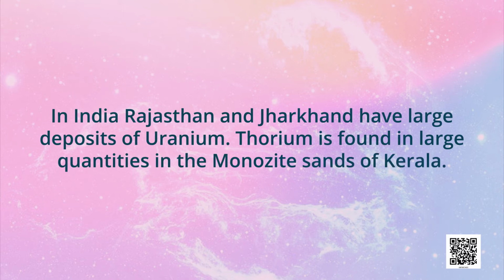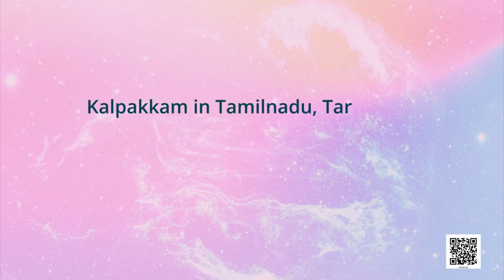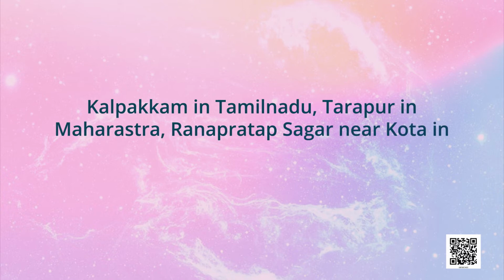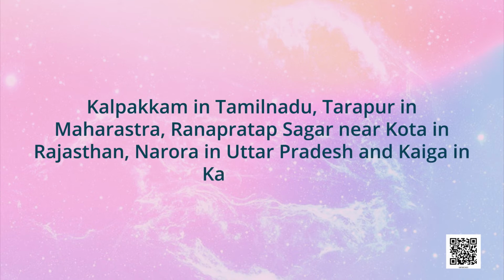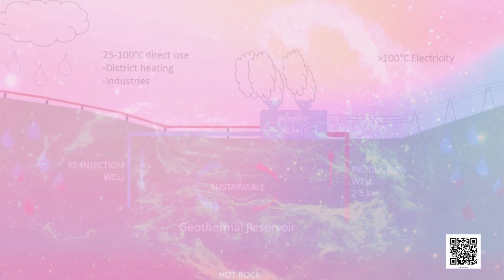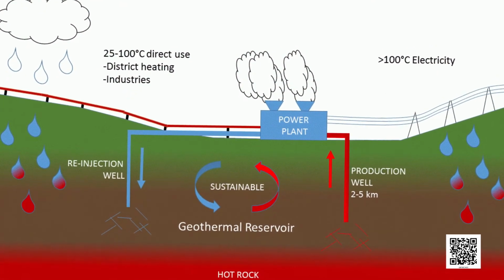The nuclear power stations in India are located in Kalpakkam in Tamil Nadu, Tarapur in Maharashtra, Rana Pratap Sagar near Kota in Rajasthan, Narora in Uttar Pradesh, and Kaiga in Karnataka. Geothermal energy is the heat energy obtained from the earth.